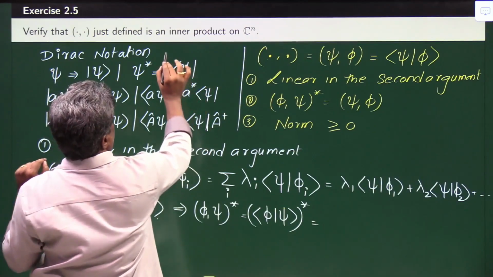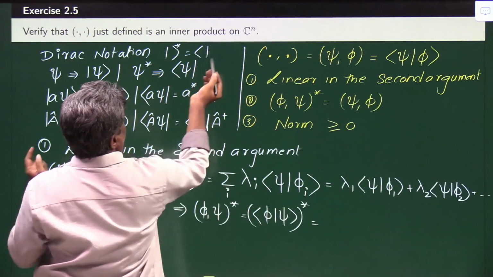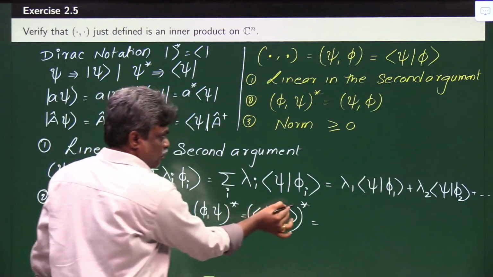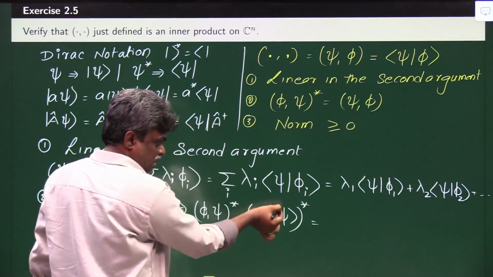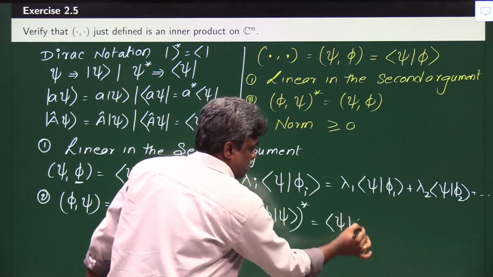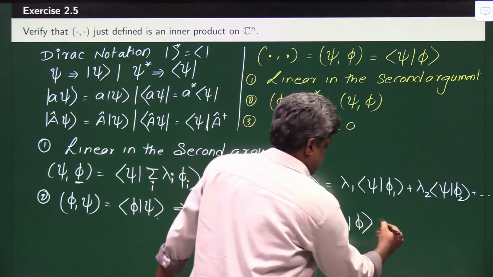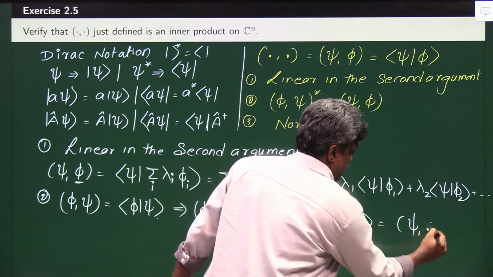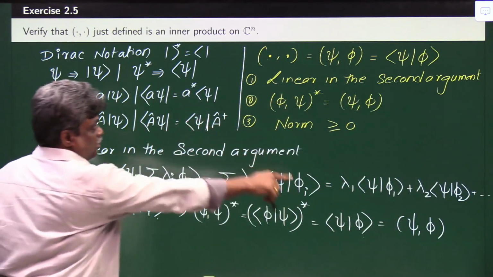Here I have already defined the ket vector complex conjugate. That means in the Dirac notation, if you take a ket and apply the conjugate, you will get a bra and vice versa. So once you apply the complex conjugate, this bra vector will become a ket vector and this ket vector will become a bra vector. So this is bra psi ket phi, which we can write as psi comma phi with this notation. So the second one is also proved.